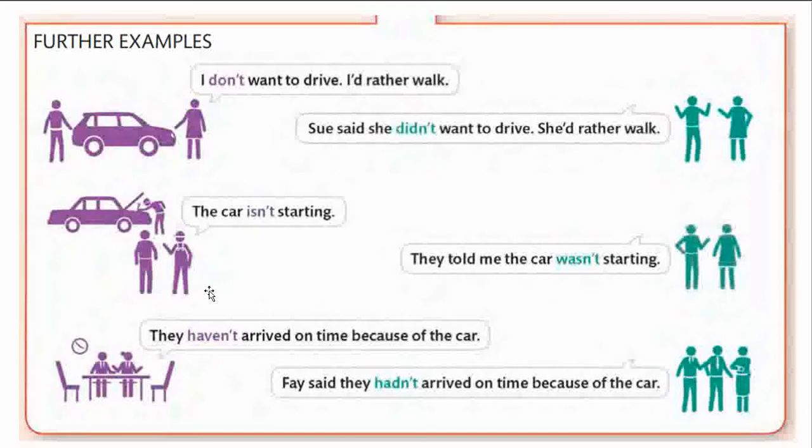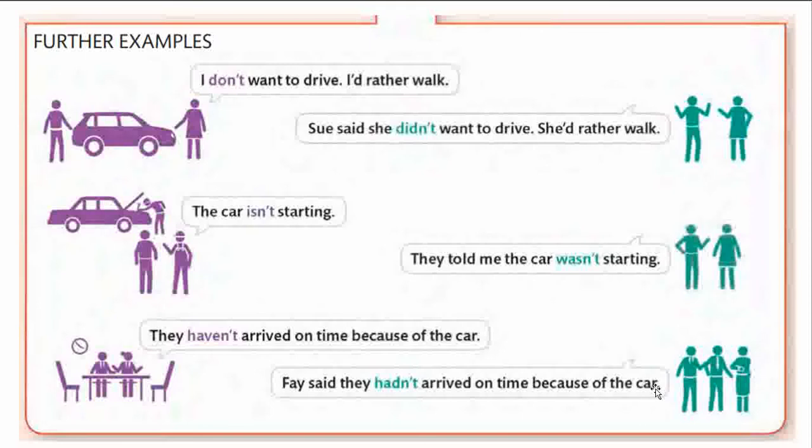The next example that we have is, they haven't arrived on time because of the car. Now, how do we report this? Faye said they hadn't. Have not, or haven't, changes to hadn't. Present perfect changes to past perfect. They hadn't arrived on time because of the car.